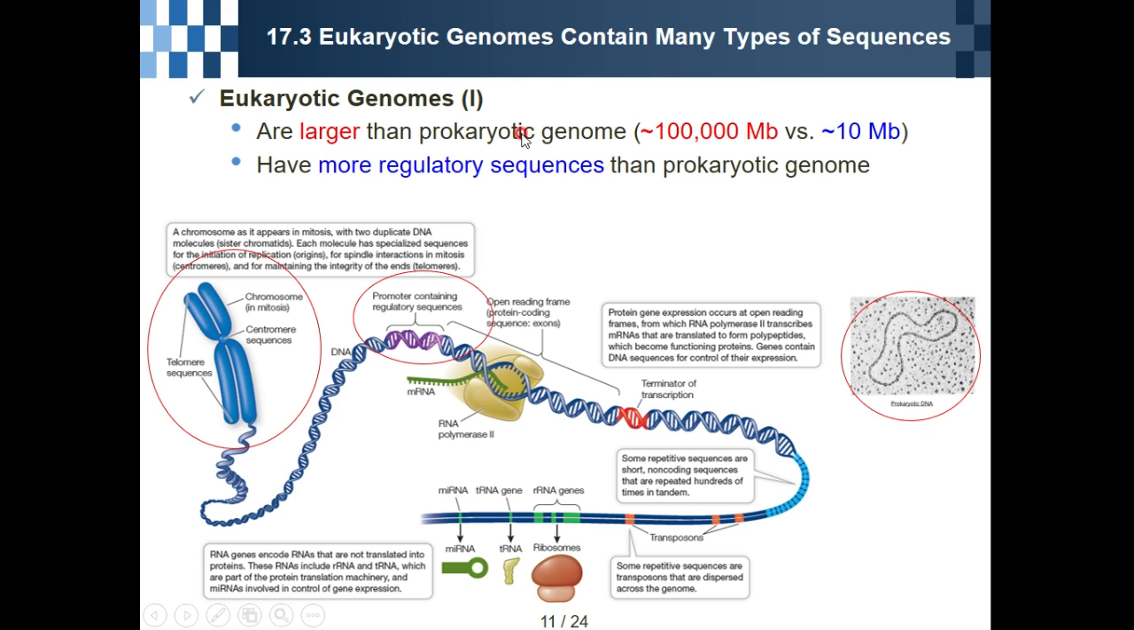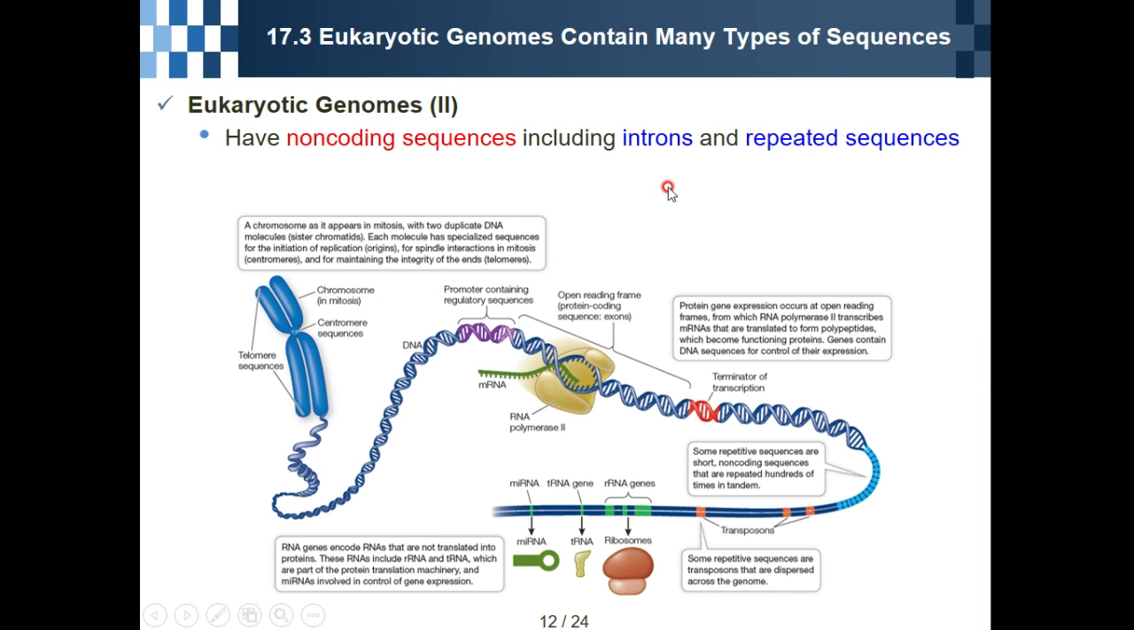Also, the eukaryotic genome has more regulatory sequence. For example, prokaryotes also have a promoter, but eukaryotes have maybe 10 times or 100 times more than prokaryotes. Both have regulatory sequences, but the eukaryotic genome has more regulatory sequence than the prokaryotic genome.